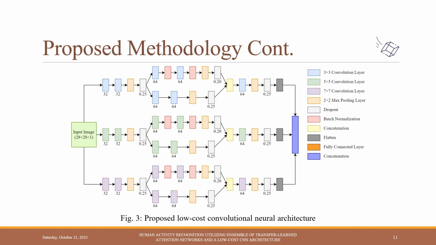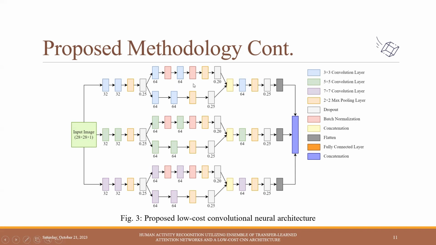Now the question is, what is the size of the filter? Here you can see that the blue block means a 3 into 3 convolution layer. That means the filter size is 3 into 3. So we are utilizing 32 filters of size 3 into 3 here, followed by the same convolution block with the same configurations. Then it is followed by a max pooling layer. And what is the size of the max pooling? It's 2 into 2, as you can see here.